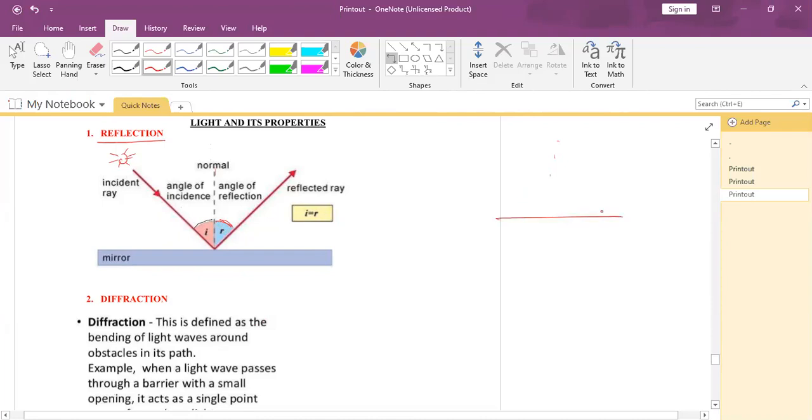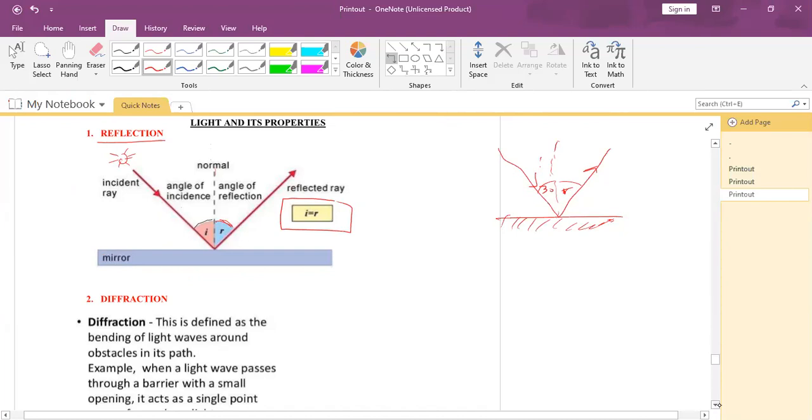Okay, so sometimes they can give you a question where they draw something, this is a mirror, this strikes that, and then normal. And let's say this is 30 degrees, and they ask you, what is this R? And you know it's 30, okay. So I is equal to R. Very important to remember. Angle of incidence is equal to the angle of reflection. Okay, that is the point to remember here. Okay, so that's reflection of light.